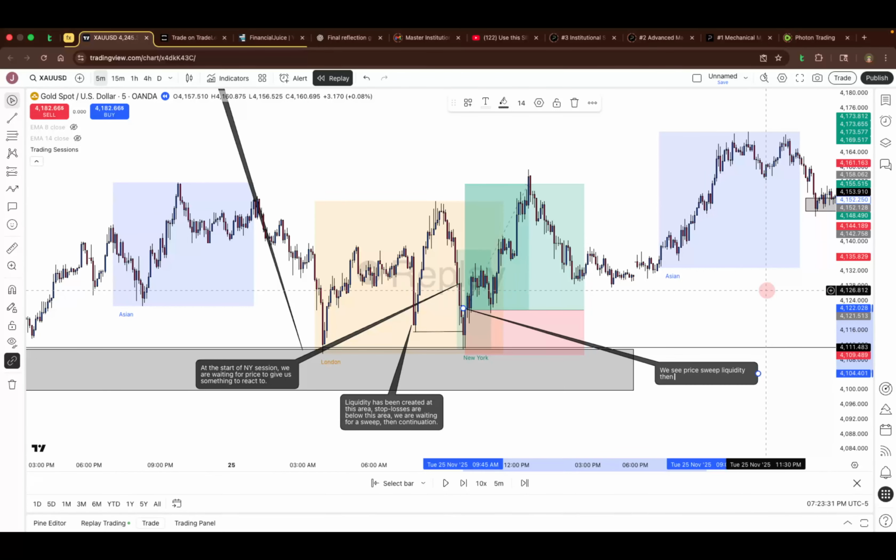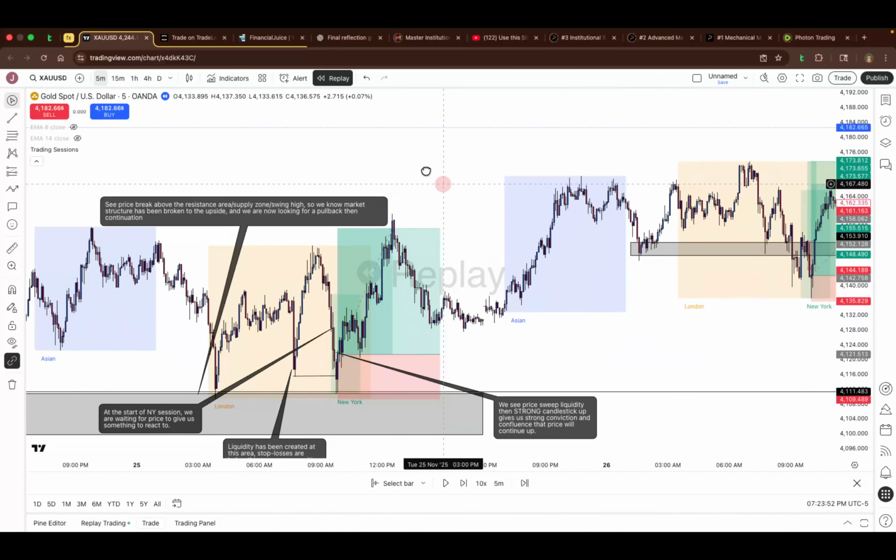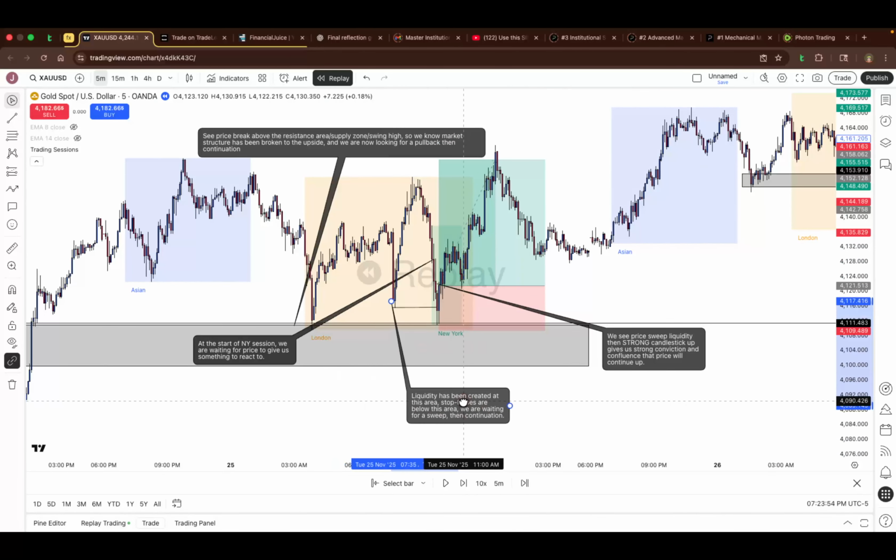And then strong again. These strong candlesticks up. Candlestick up gives us strong conviction and confluence that price will continue up. Good boom. Yeah.